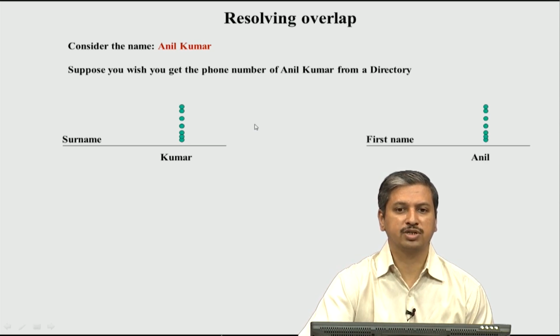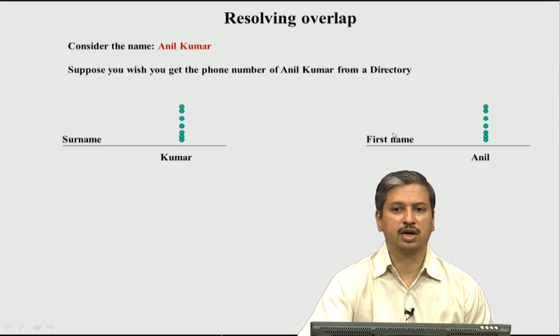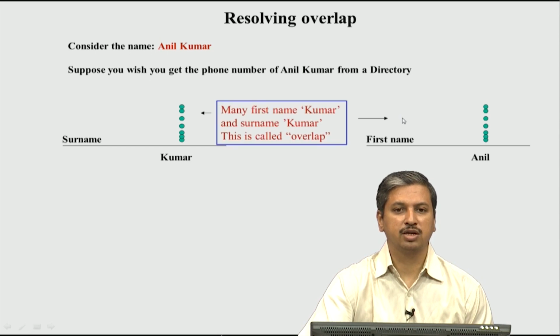Let us say I look at the first name, suppose I search in the directory by another approach, I start looking at the first name, again there will be many Anils in the directory. So, I will not be able to figure out which Anil is the one I am looking for. But if I combine the two, so this is what is shown here, many first names are Anil.